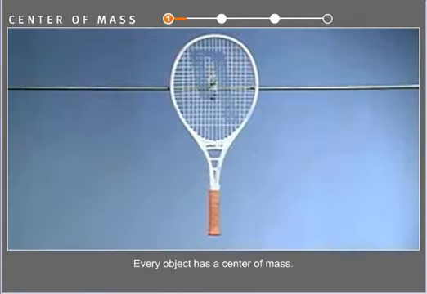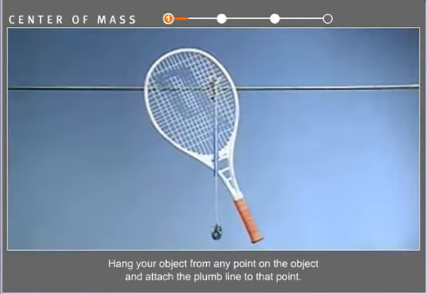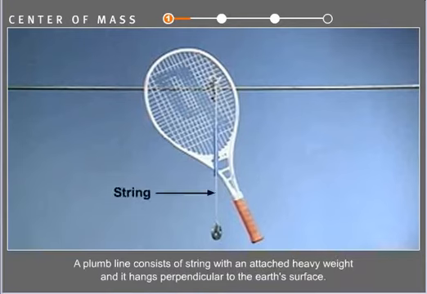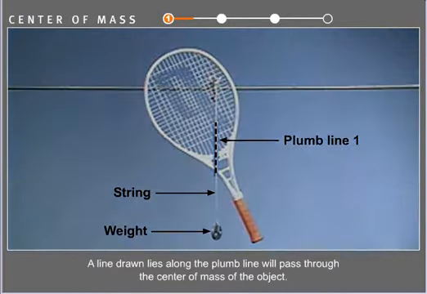Every object has a center of mass. One way to find the center of mass of a small object is to use a plumb line. Hang your object from any point on the object and attach the plumb line to that point. A plumb line consists of string with an attached heavy weight, and it hangs perpendicular to the Earth's surface. A line drawn along the plumb line will pass through the center of mass of the object.